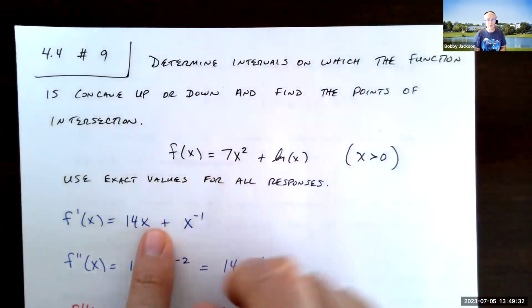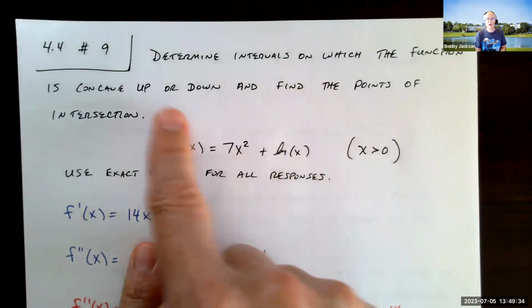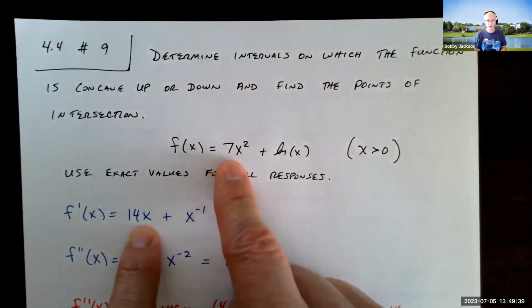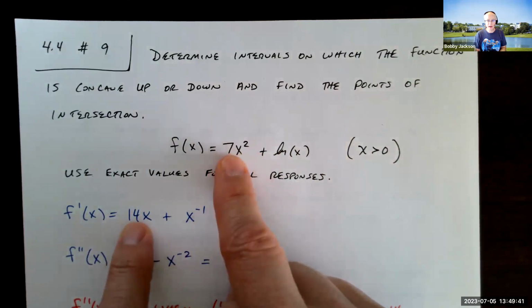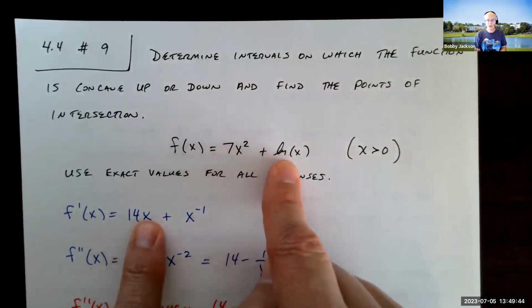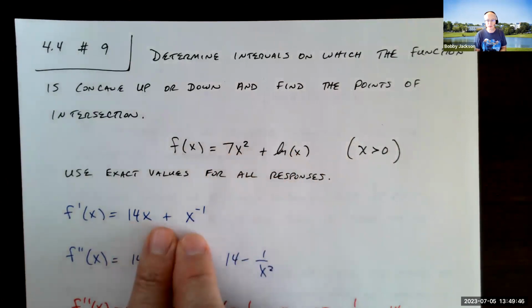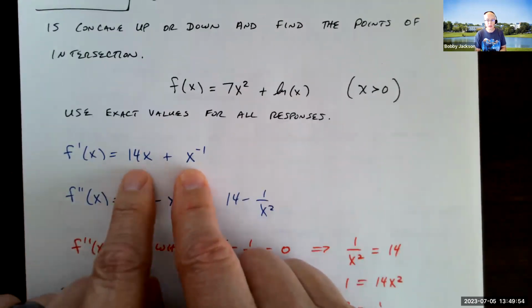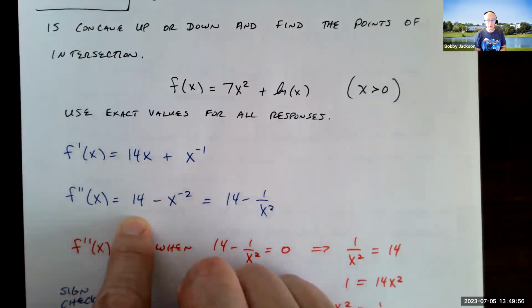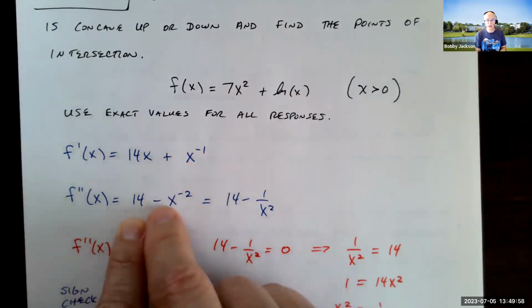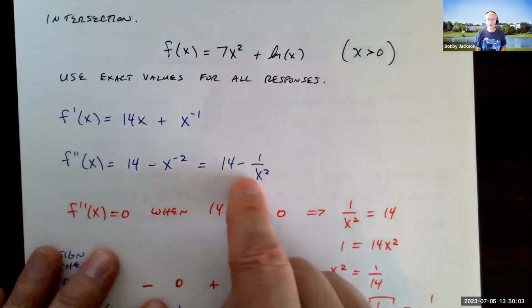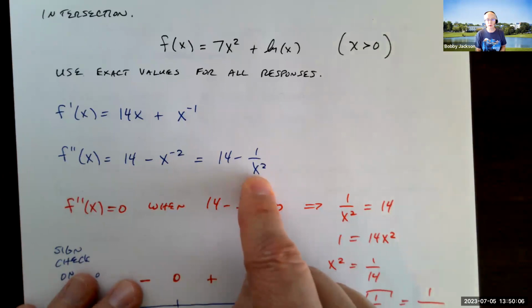So let's proceed. We're going to need the second derivative to determine concavity and points of inflection. So I take the derivative first for this function, and this is easy by the power rule. Bring the 2 down, I get 14x to the first power. And the derivative of natural log of x is 1 over x. Notice I wrote it as x to the -1 power, which is 1 divided by x. But I know I'm going to find my second derivative, so I like it in that form. The second derivative of 14x is 14, and for the derivative of x to the -1, bring the -1 down and subtract 1 from -1 to get x to the -2, which I can rewrite as 14 minus 1 divided by x squared.